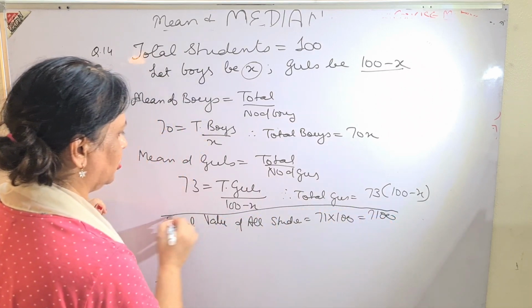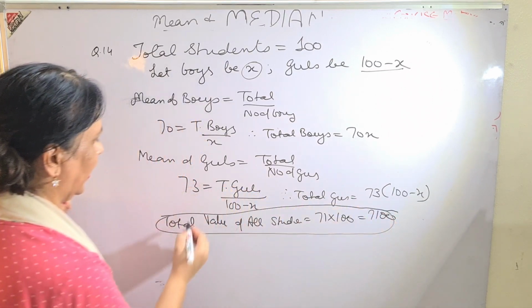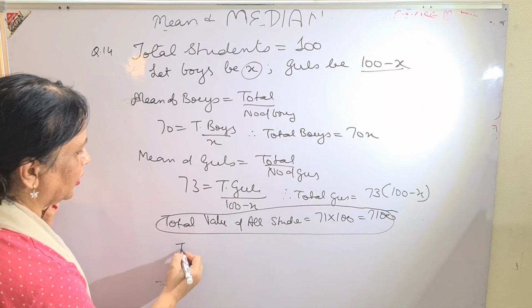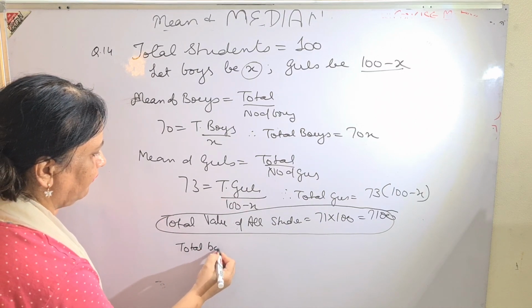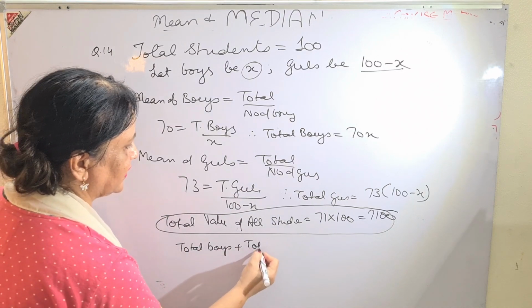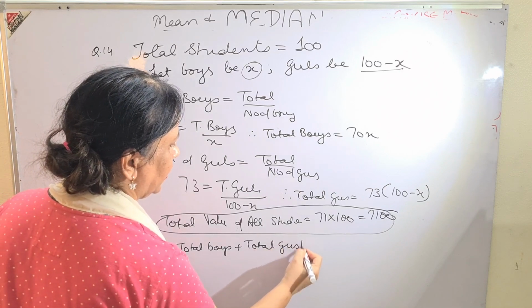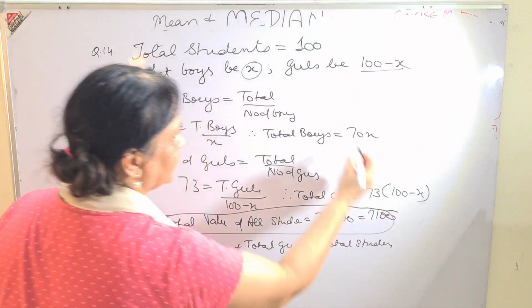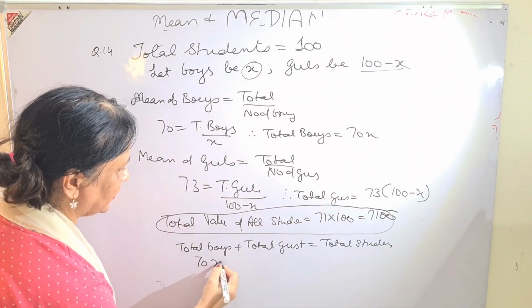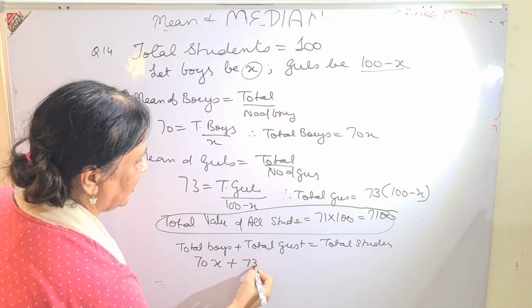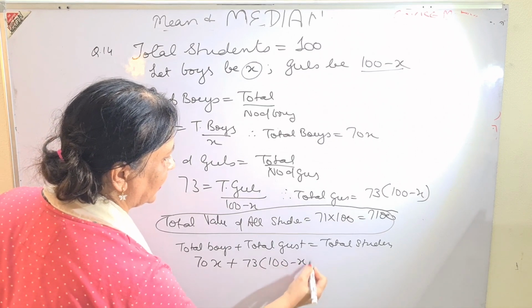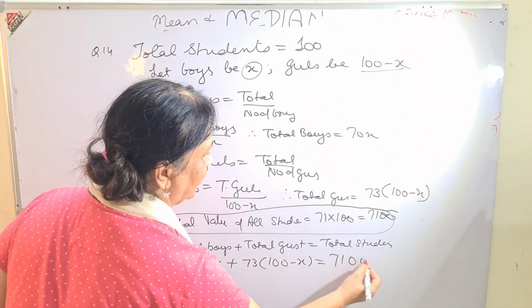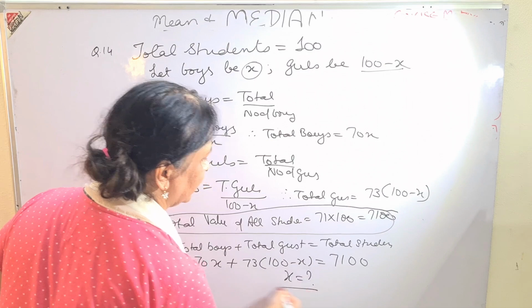Now this is also the total value of all students. And if I add total boys plus total girls, that will be equal to total students. That is 70X plus 73 into (100 minus X) is equal to 7100. And children, this will give you the value of X.